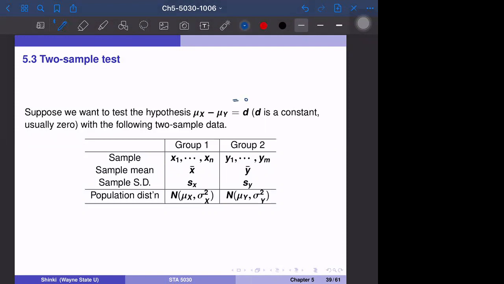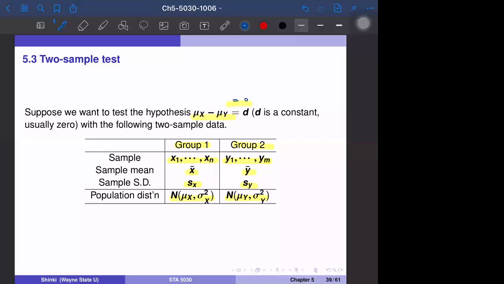Okay, so the setup is here. We have two samples, group 1 and group 2. One sample is x1, x2 up to xn. The other sample is y1 to ym. We have a sample mean and a sample standard deviation. Our assumption is that x1 to xn are IID normal mu sub x, sigma x square, and y1 to ym follow normal mu sub y, sigma y square. Then we want to test this null hypothesis against some alternative.